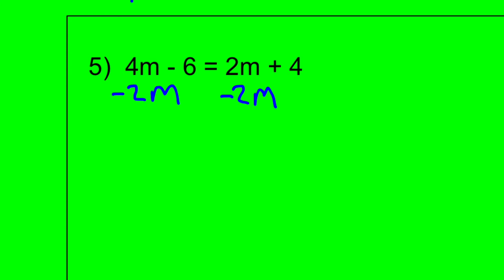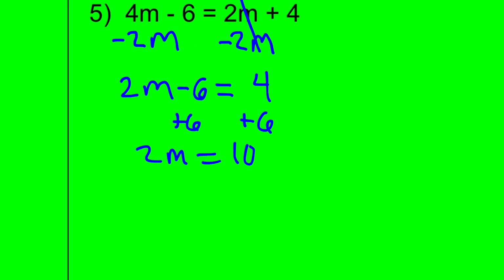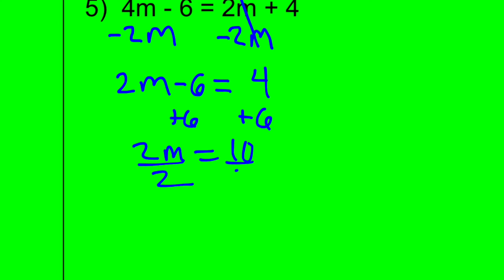Now watch what I get. This becomes 2m. 4m minus 2m is 2m. I still have minus 6. I have an equal sign. This goes away, and now I just have the plus 4 or 4. And now, once again, by using that idea of equality, doing the same thing to both sides of the equal sign, I have a two-step equation. And I can finish solving it by doing add 6. I get 2m equals 10. And then I divide by 2, and I get 1m equals 5, or m equals 5.